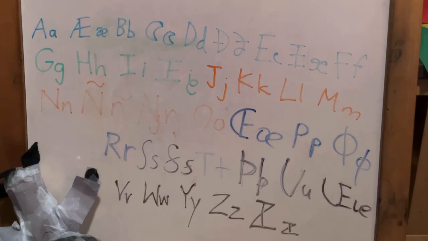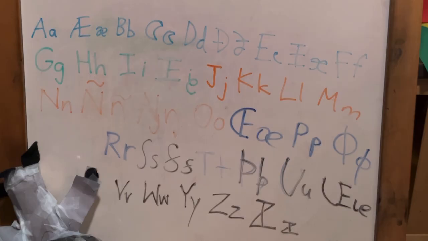The letters that are ligatured with the letter E are the long vowels, so they make the sounds A, E, I, O, and U. And the ones that are by themselves just make the short A, E, I, O, and U sounds. I also added in the two TH letters, eth and thorn. Eth makes the soft TH sound like in that, and thorn makes the hard TH sound like in three.